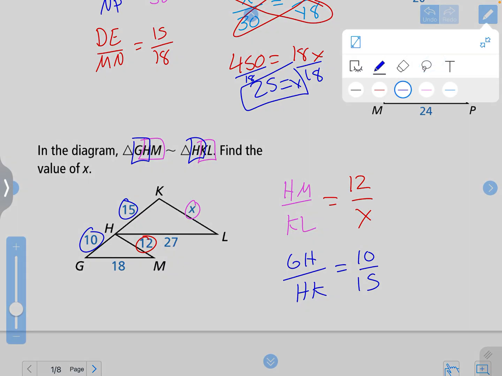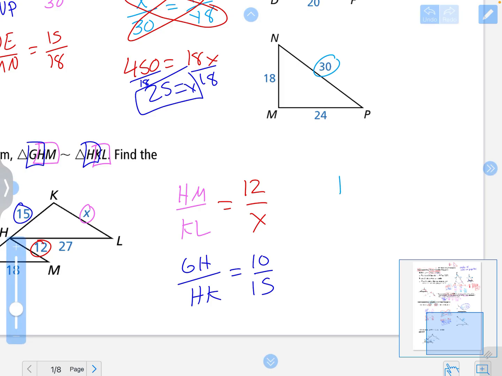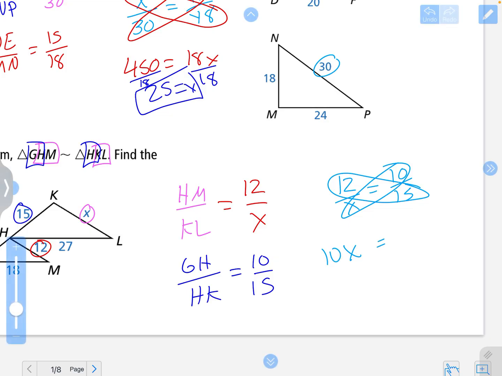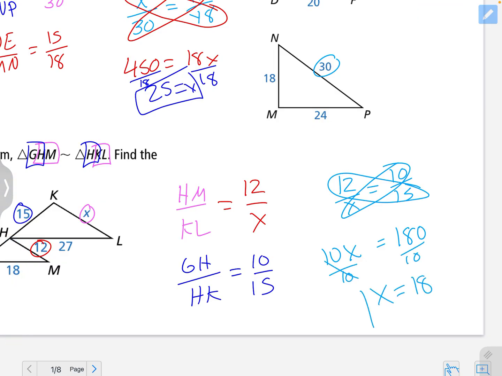Now we can set them equal to each other as a proportion. So 12 over x equals 10 over 15. Let me make that actually look like a number. Then we cross multiply and divide. So we get 10x equals 180. We divide by 10, and x equals 18. That's how we find the missing side if we know that they are in fact similar.